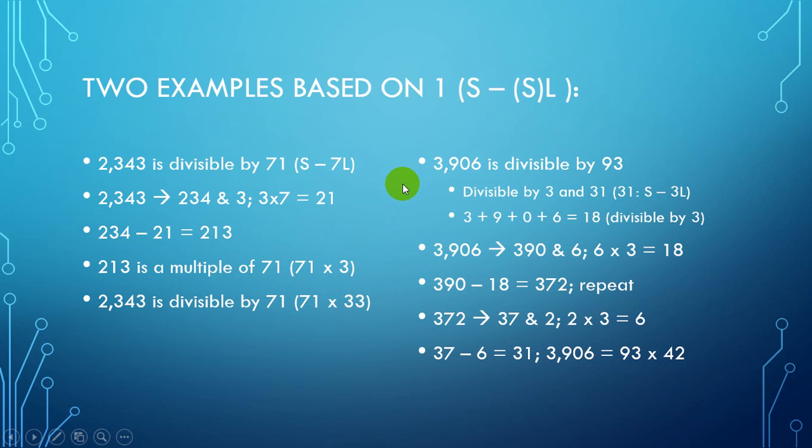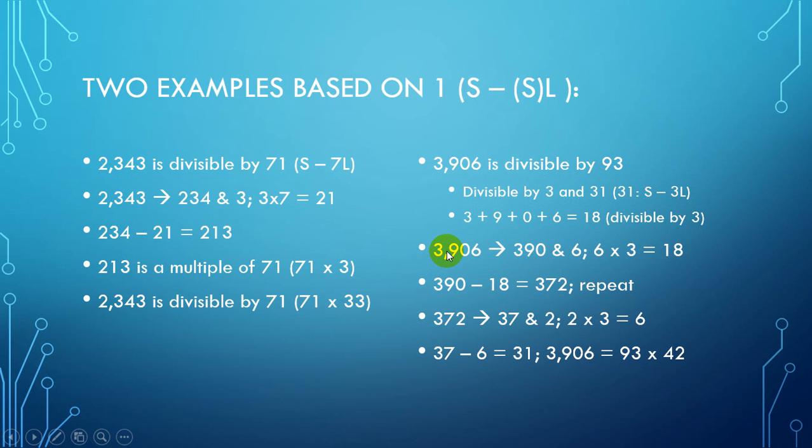Now, here's an application of 3 and 31, and recall 31 was S minus 3L, since the stem is 3. So you check for divisibility of 3,906. Check for divisibility by 3, which it is. 3 plus 9 plus 0 plus 6 gives you 18, that's divisible by 3, so check there. We're good, and now let's check for divisibility by 31. So we're going to use this formula here.